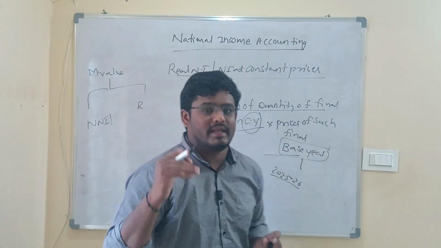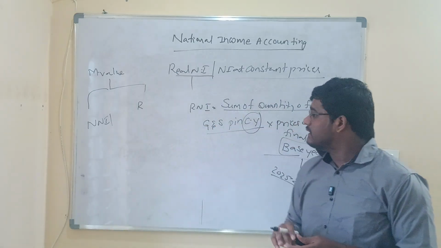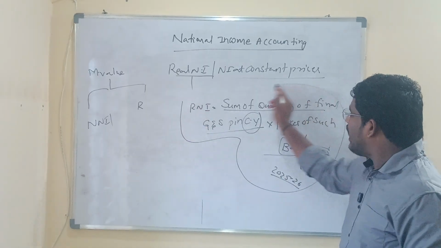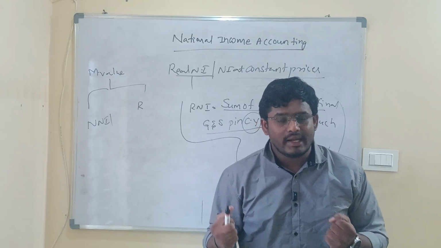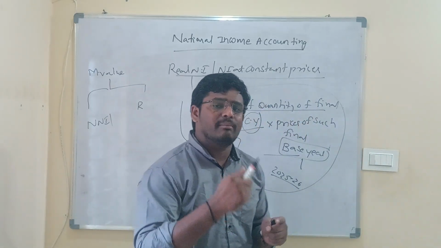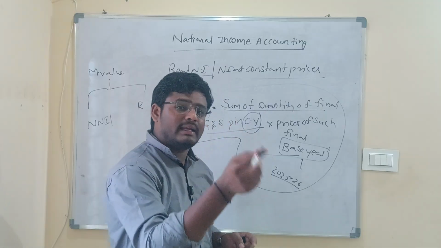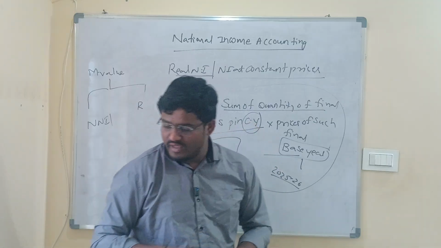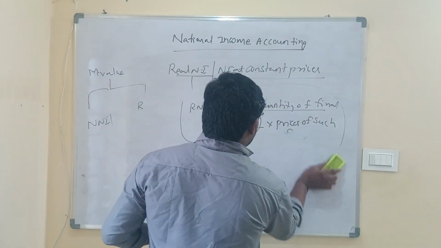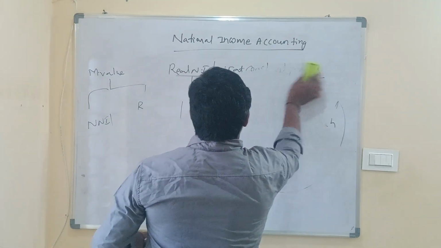We will discuss more on base year. So this is the formula. Real national income can be defined as the total quantity of final products produced in the current year, multiplied by the prices of the base year, and then we can derive real national income. Now to understand more on real national income, let us take an example.